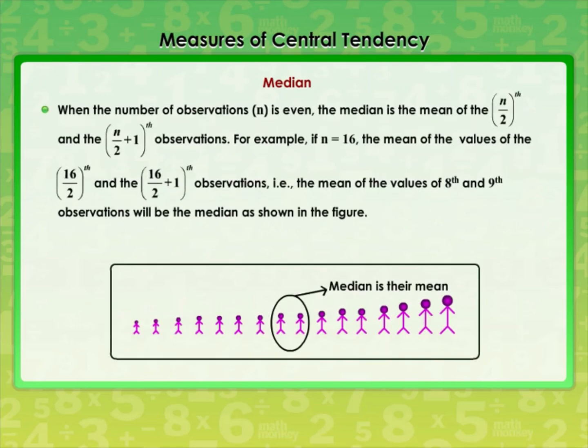When the number of observations n is even, the median is the mean of the n by 2th and the (n by 2 plus 1)th observations. For example, if n is equal to 16, the mean of the values of the 16 by 2th and the (16 by 2 plus 1)th observations, that is, the mean of the values of the 8th and 9th observations, will be the median as shown in the figure.